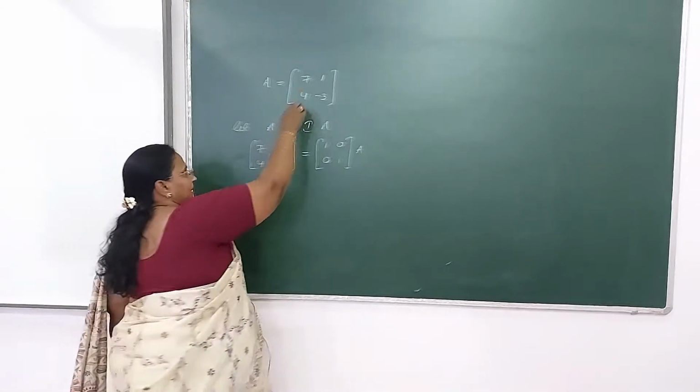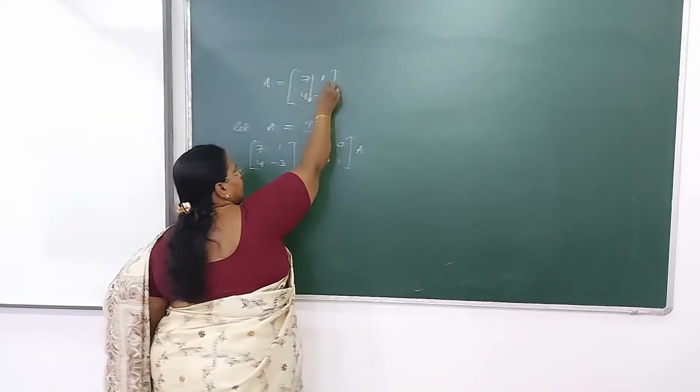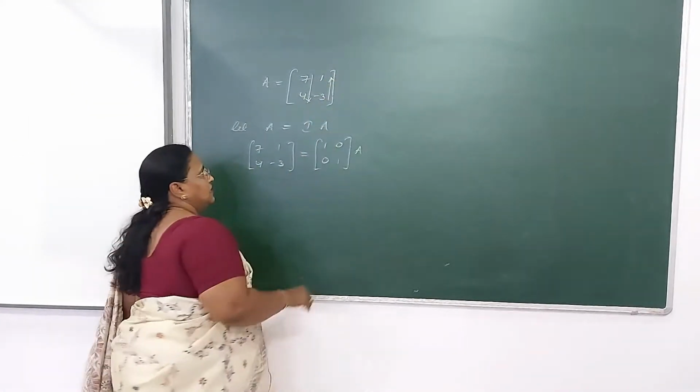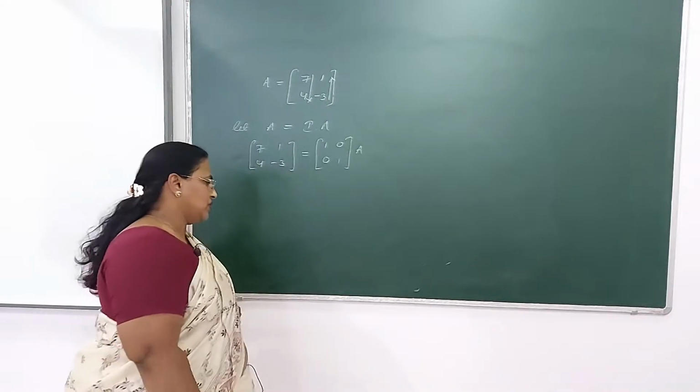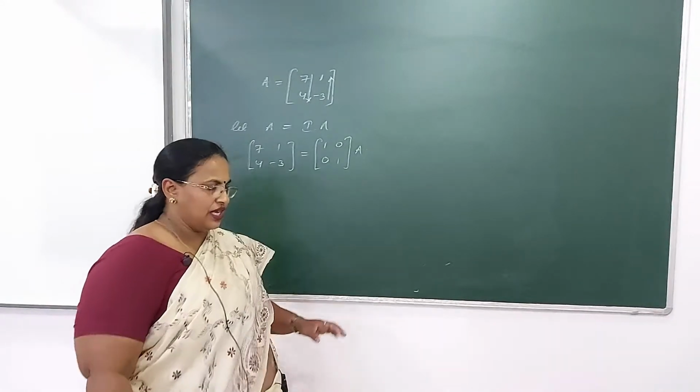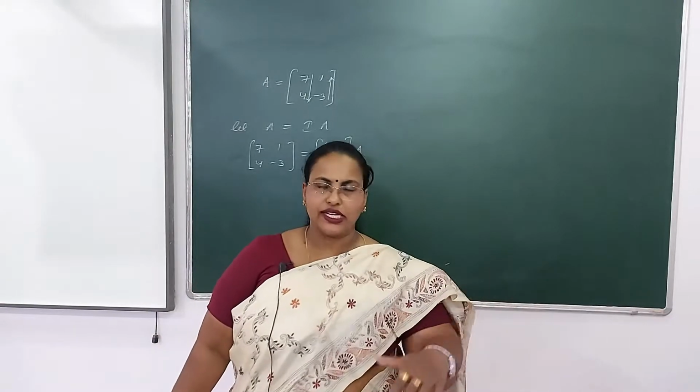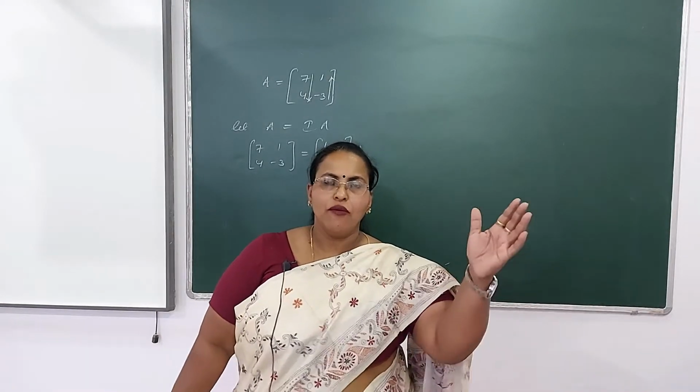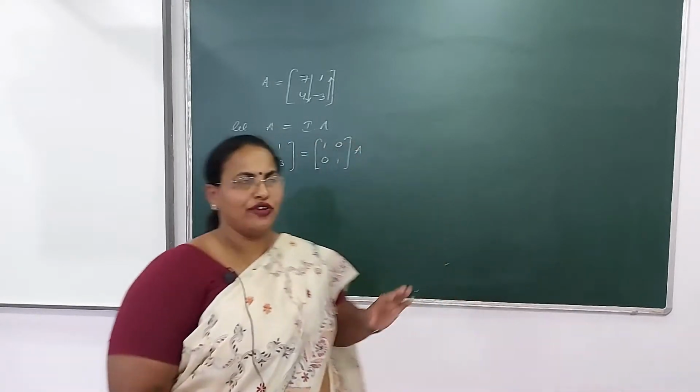Now let me make the loop also. We'll go in this direction. So this is the direction. The simple procedure: first of all you will be converting the diagonal to 1, then the non-diagonal to 0, and in this particular loop we will be moving.